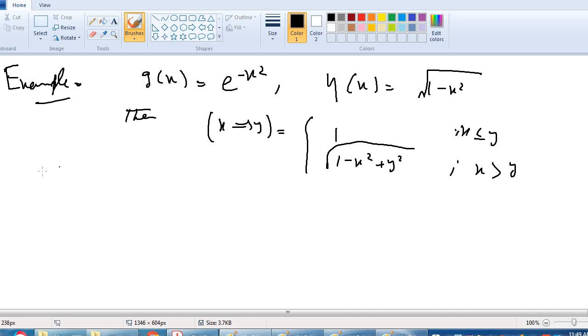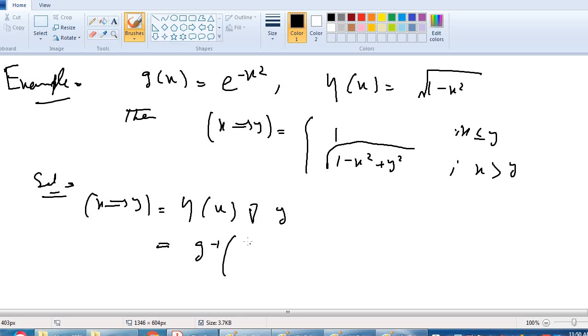If we solve it, we see that x implication y is equal to eta of x nabla y. If we apply it here, we will find that formula, because we have the function g of x. We apply g here, and we will find that we get g inverse of g of eta of x, or 1 minus x, we can write here 1 minus x, and g of y union g of 1.